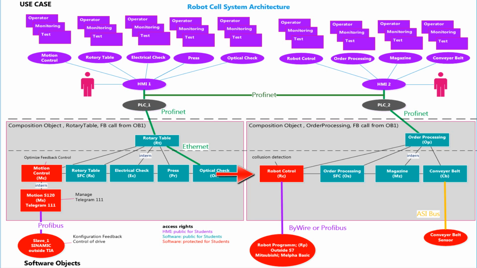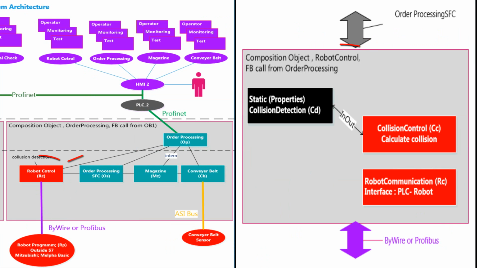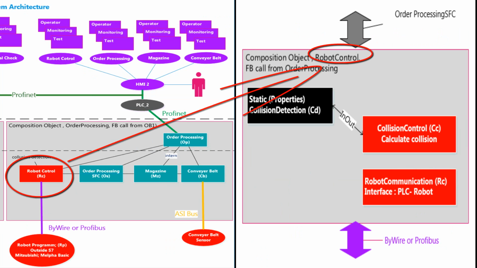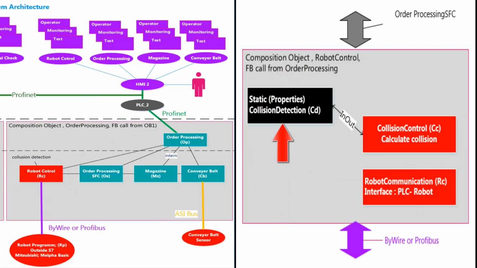Now we will discuss robot control on PLC 2. Robot control is a composition object. Inside is information for collision detection. In object-oriented languages, these are called properties, and in control languages, static. Collision control calculates collision and sets static collision detection.